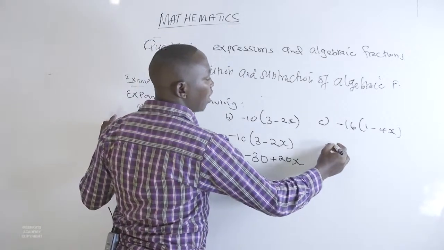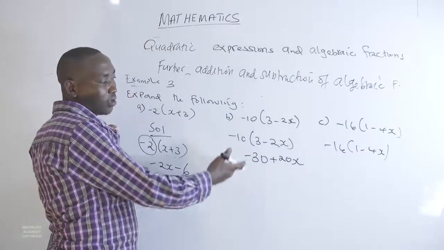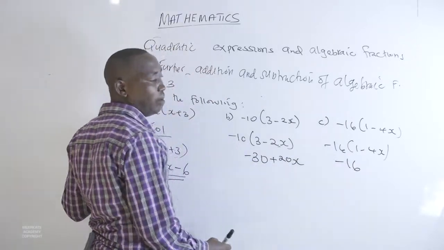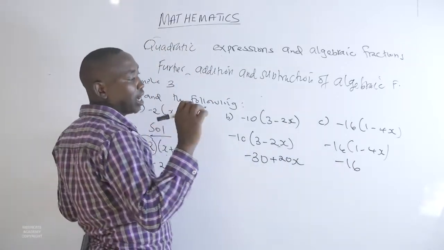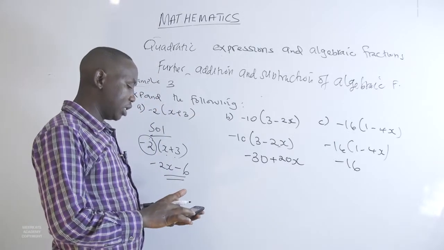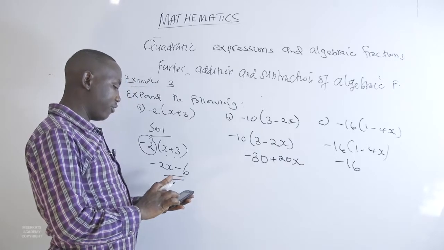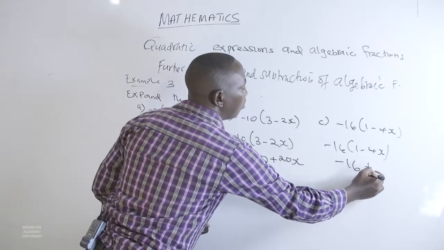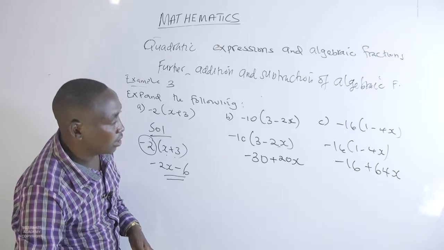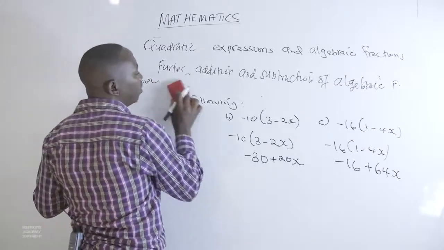Lastly, number C, we have negative 16 into 1 minus 4x. It is still quite the same as this. So negative 16 multiplied by 1, you'll get negative 16. Negative 16 multiplied by negative 4x. Now note that the signs are the same, so that we have 16 multiplied by 4. That will give us a positive number, which is 64x. Another example, example 4.